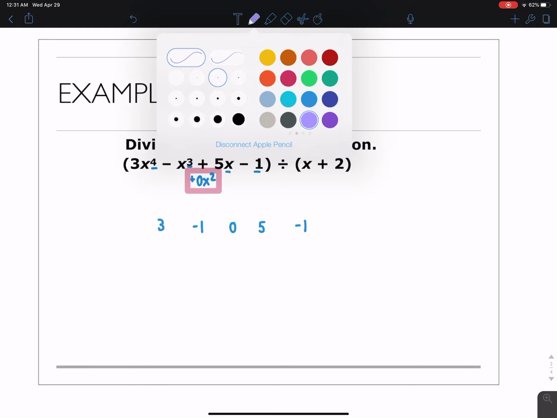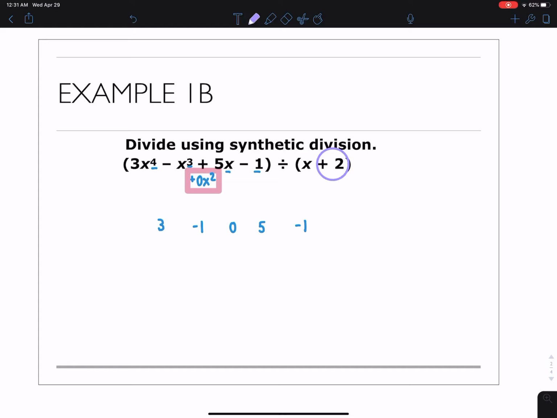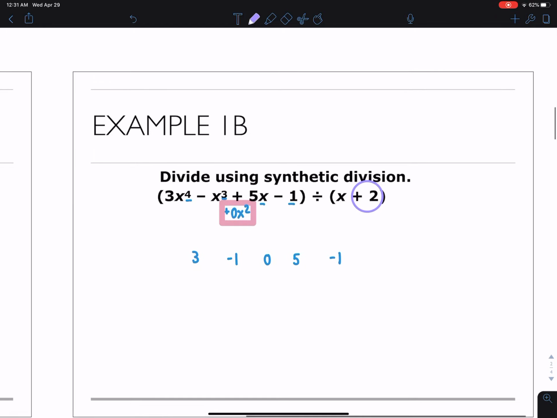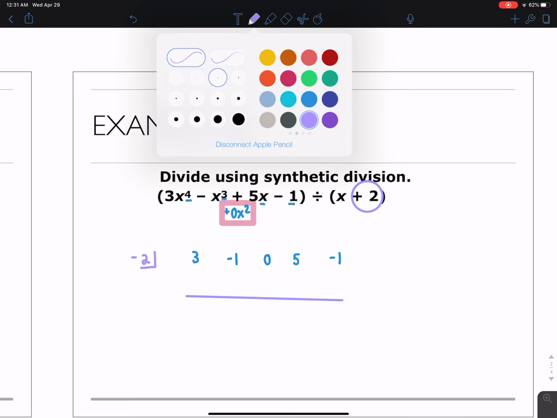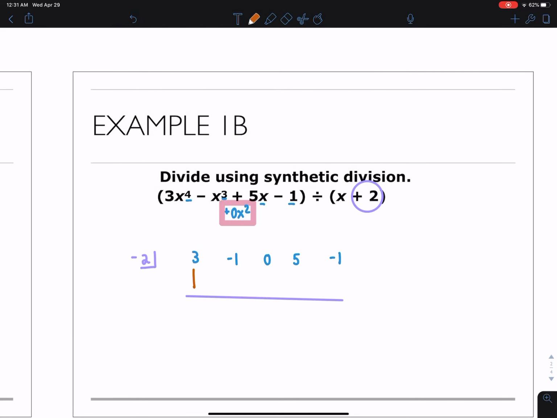And then remember, when we are writing the number that goes inside of our box that we multiply each time, it's the opposite of +2. So that's going to be -2. And then we need our line to keep everything organized and in place and where it belongs. So with our synthetic division process, bring down the 3. 3 times -2 is -6. Add those together, we get -7. -7 times -2 is +14.